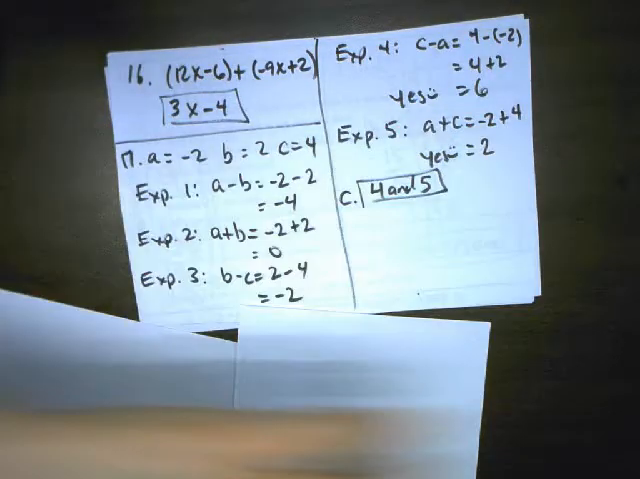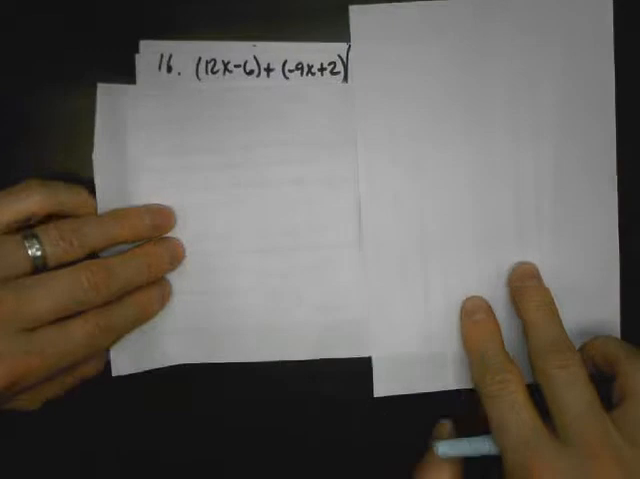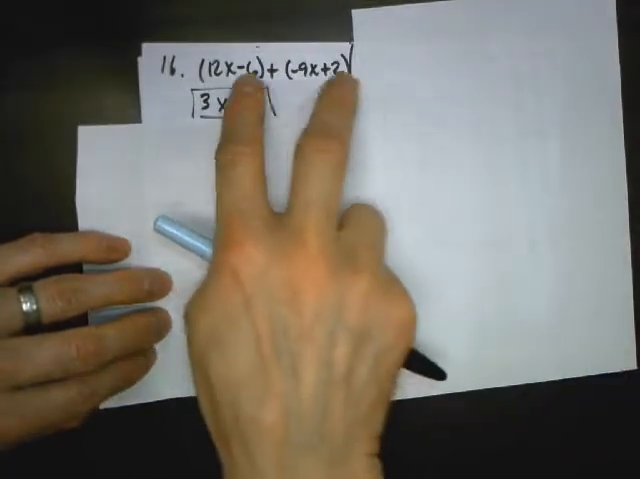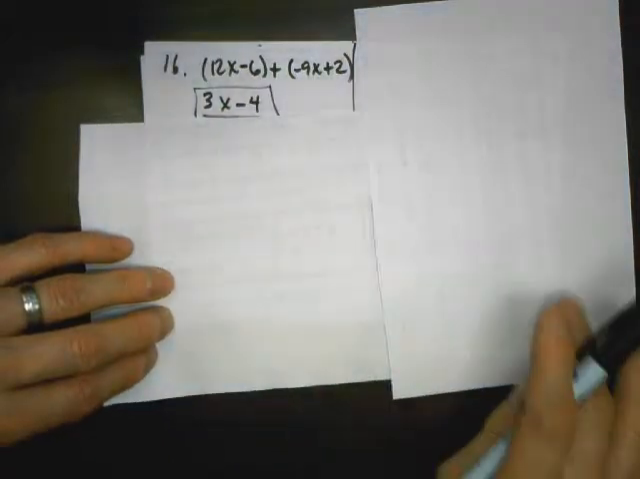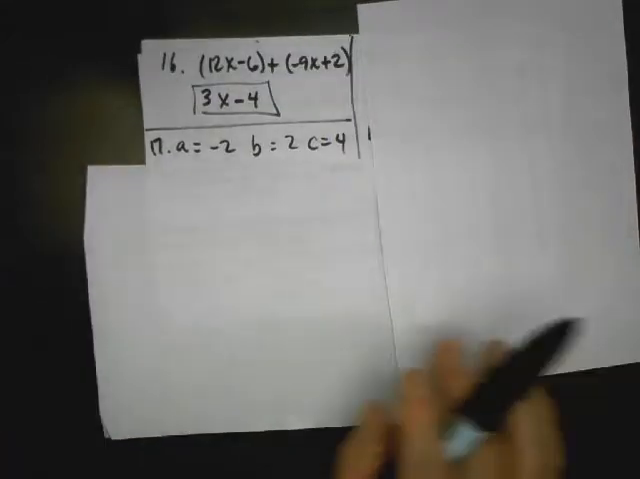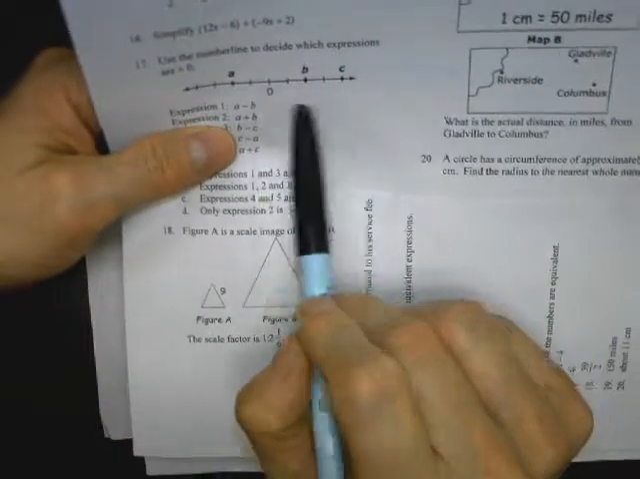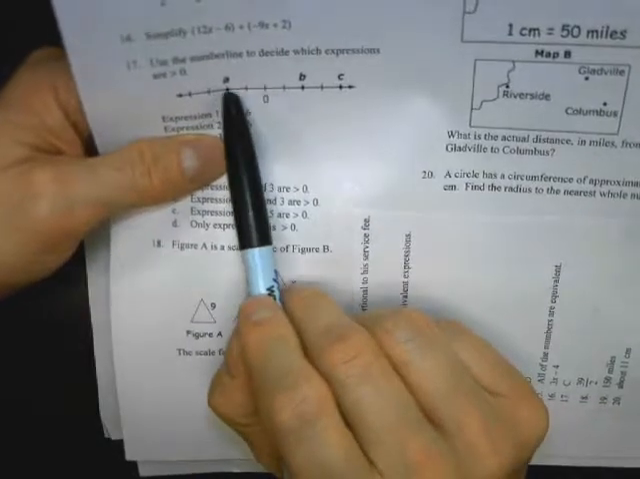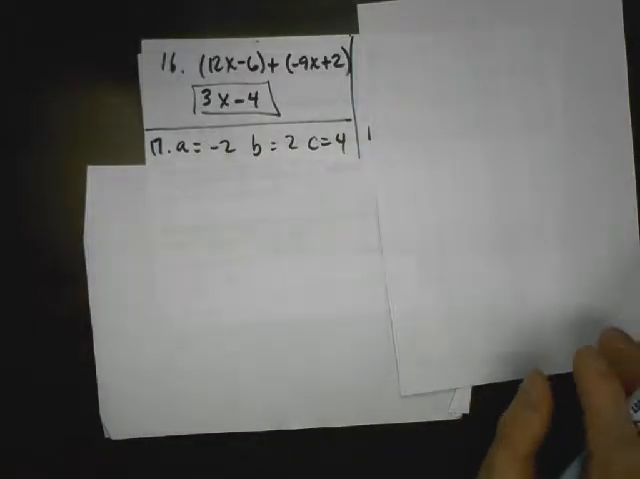Okay. So, 16. We had to simplify this expression. We add our two x's together, we get 3x. We add negative 6 and 2, we get negative 4. 17. So for 17, if we're going to look at this kind of ambiguous looking number line, I'm just going to assign numbers. I'm going to say each one of these is worth 1. In that case, A is negative 2, B is 2, and C is 4. If that's true, I can simplify these expressions and answer these questions.